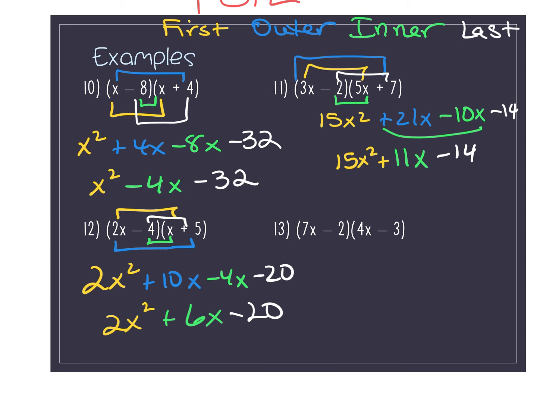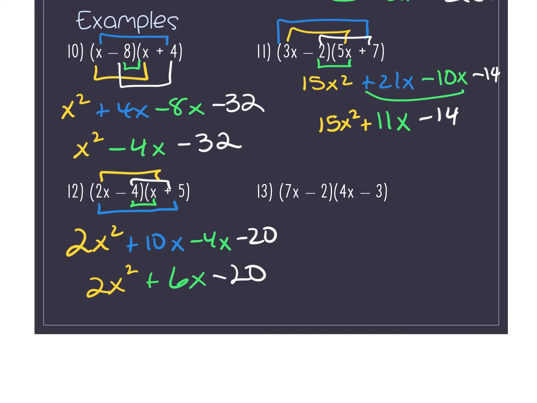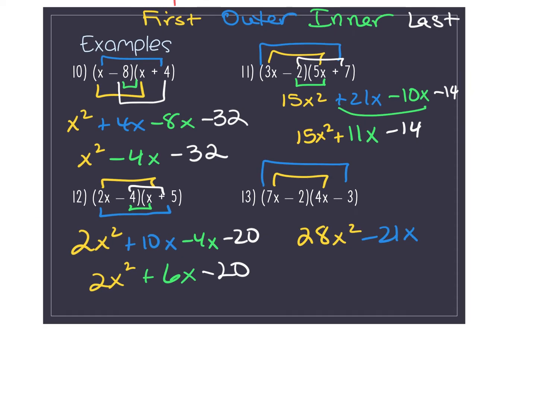Number 13, exactly the same thing. I'm going to distribute or FOIL. So first, 7x times 4x, 28x squared. Then the outer 7x times negative 3, negative 21x. The 2 inside, negative 8x. And then finally last, which is not going to show up, do it in red, will give me positive 6. I can group my middle terms here. So 28x squared minus 29x plus 6.